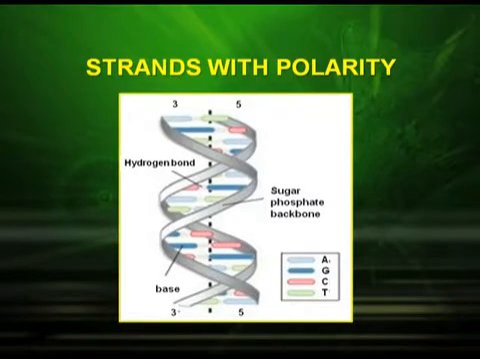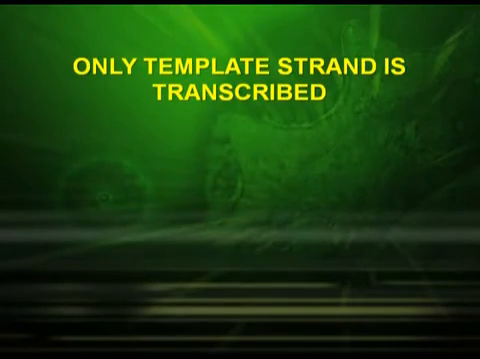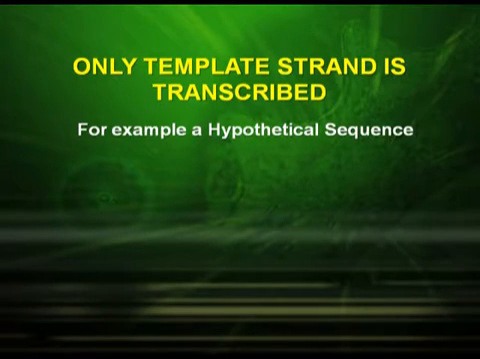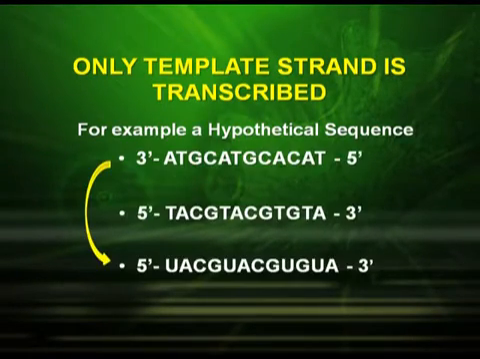Is it not surprising? The strand that we call the coding strand is the one which is not transcribed, though it is called a coding strand. On the other hand, the one which is transcribed is called the template strand. Let us see why. The following diagram shows the two strands with opposite polarity. Now to understand why the coding strand is not transcribed and only the template strand is transcribed, let us take a hypothetical sequence. As the figure shows, there are the two strands, 3 prime to 5 prime and 5 prime to 3 prime.